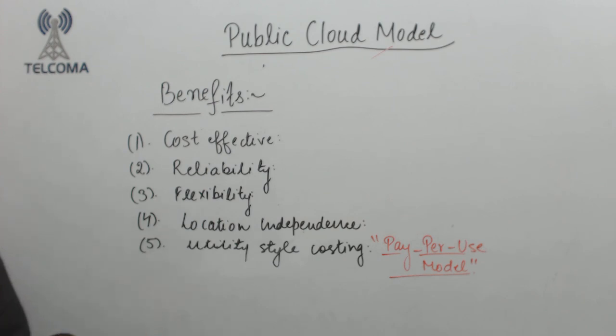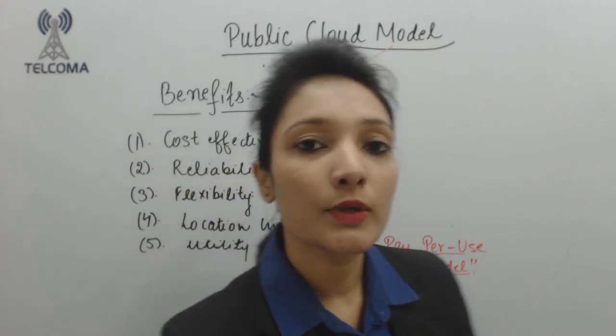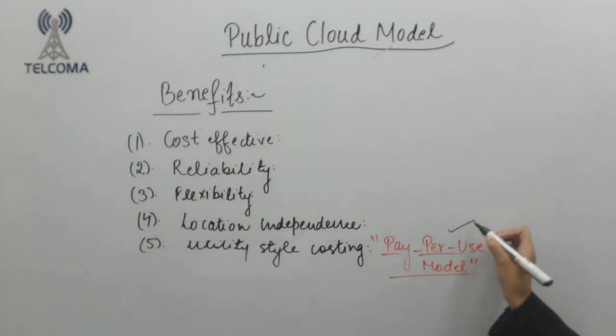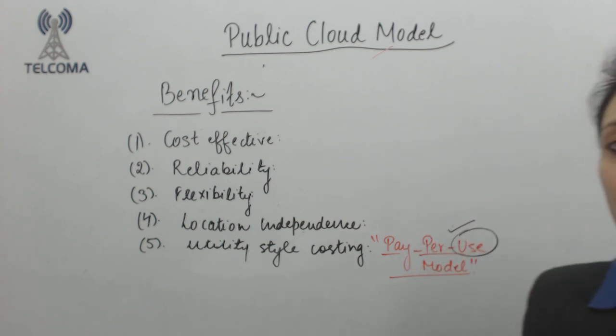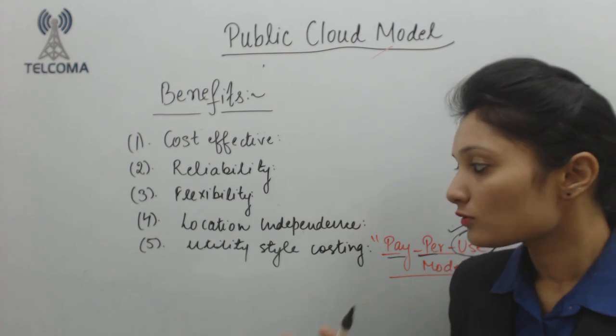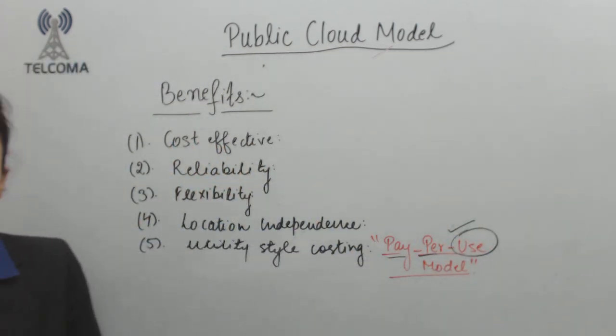That means the resources are accessible whenever the consumer needs them. Whenever you require, you can access the resources and you have to pay according to the usage. Pay per use: whatever amount of resources you have consumed for the duration of a month, you have to pay according to that usage. So after utility style costing, it also offers high scalability.